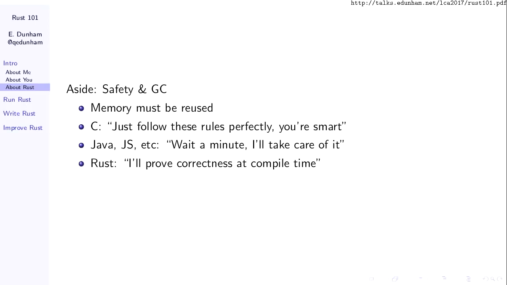Various languages have various approaches to preventing these problems. C and other low-level languages basically say, here are the principles to how to do it right. You're smart, follow those principles. Oh, what's that? Your code base is tens of thousands of lines long and you're accessing the same piece of memory from 14 different places. Oh, just keep following the rules. You're smart, you can do it.